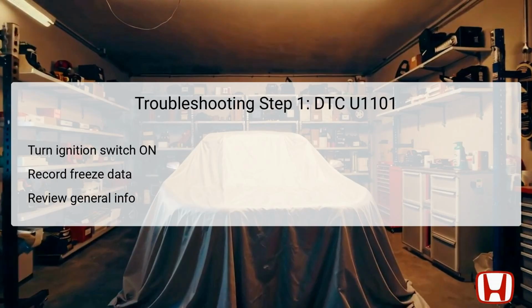The initial troubleshooting step involves turning the ignition switch to the on position, also known by its designation as 2. This action powers up the vehicle's electronics without starting the engine and allows access to onboard diagnostics. It is crucial at this point to document all freeze frame data and any onboard snapshots captured by the vehicle's engine control unit, ECU. This information assists in understanding the conditions under which the DTC was triggered.